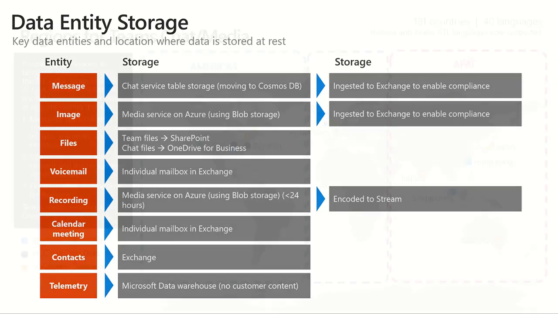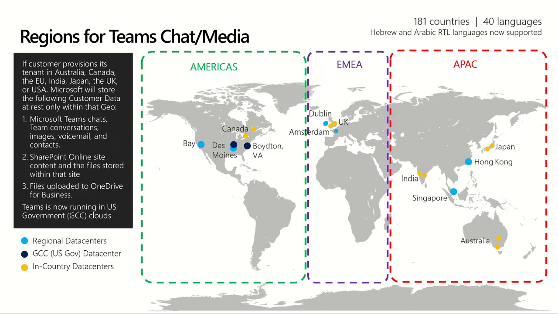So this is an interesting diagram. This actually shows all the regions where data is stored across the world. As I mentioned earlier, Teams is a global service and it uses Azure's global footprint of data centers to achieve that. Now it's pretty interesting. So the map is pretty interesting.